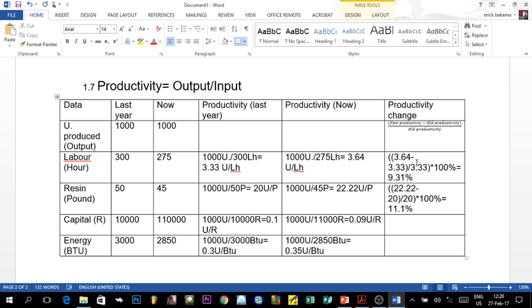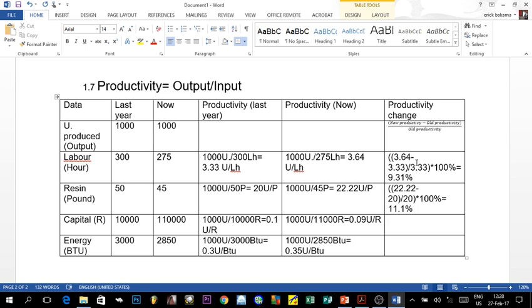The productivity has increased because, although we have the same amount of units that were produced, the input now was reduced. Last year we used 50 to make 100 units, but this year we used only 45 to make 100 units. So in short, we increased the productivity.